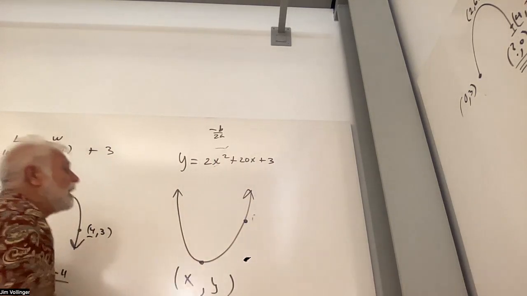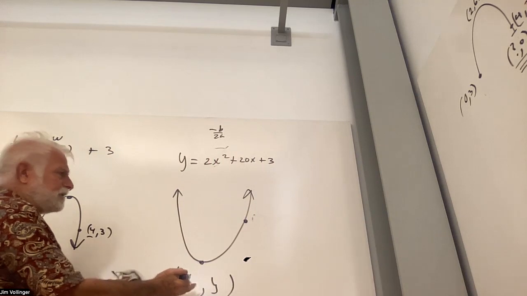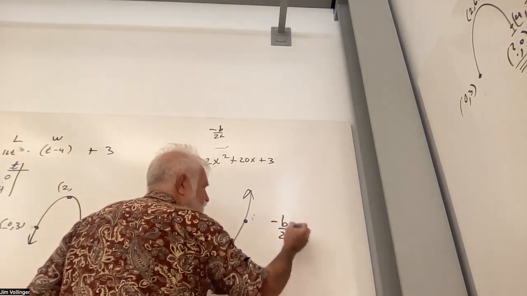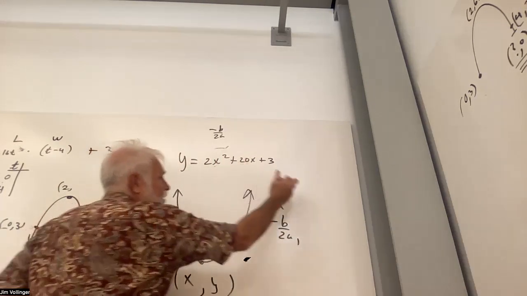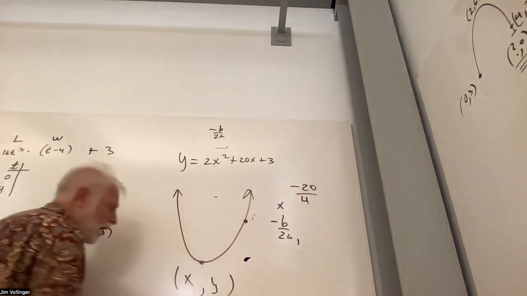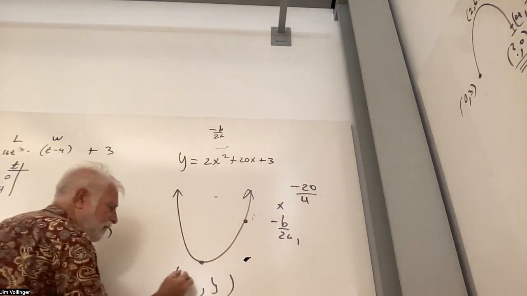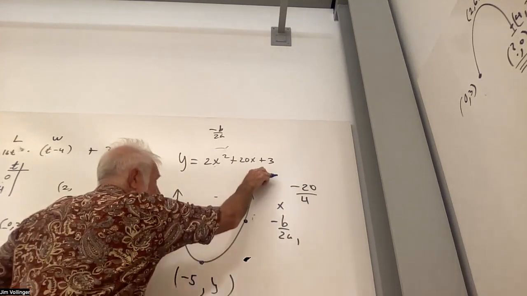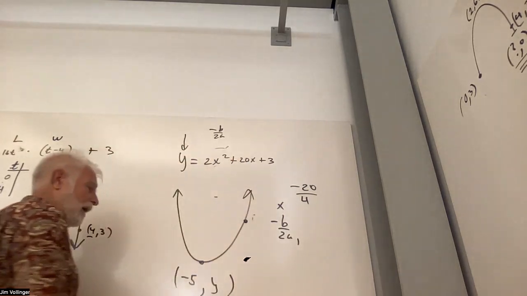The vertex. How can I find that quickly and easily? Minus b over 2a gets me that x value. In this case, it's minus 20 over 2 times 2, which is negative 5. I can plug negative 5 in for x because that's going to tell me the y that I get.